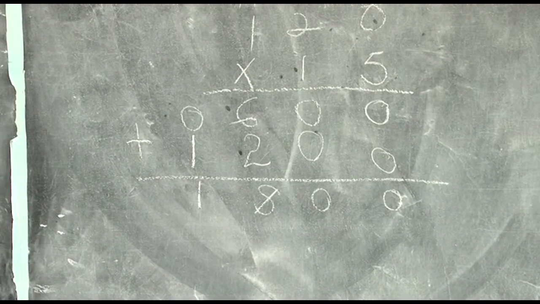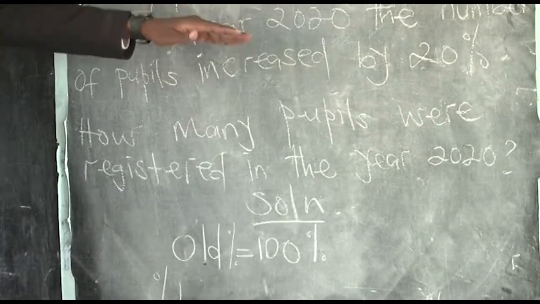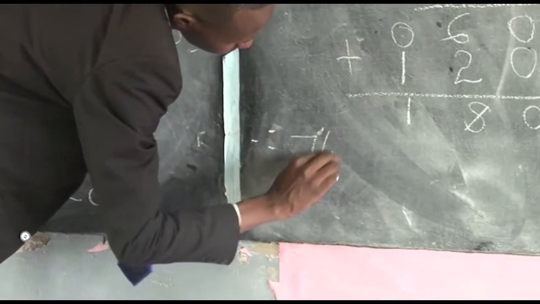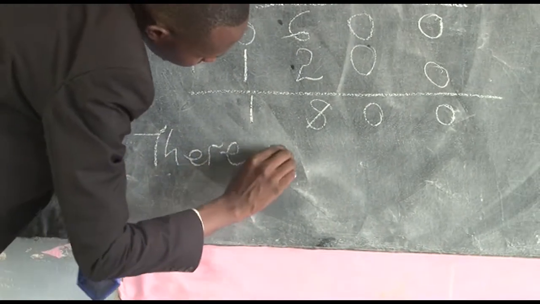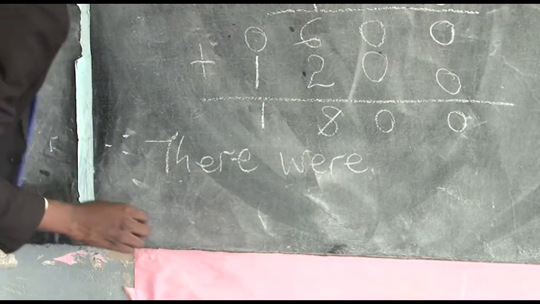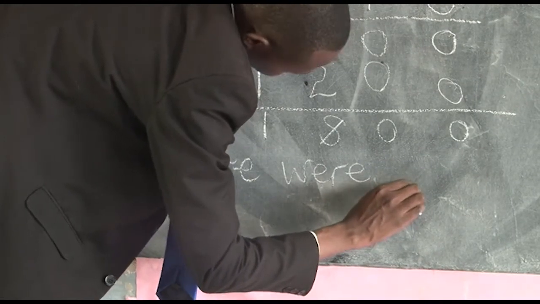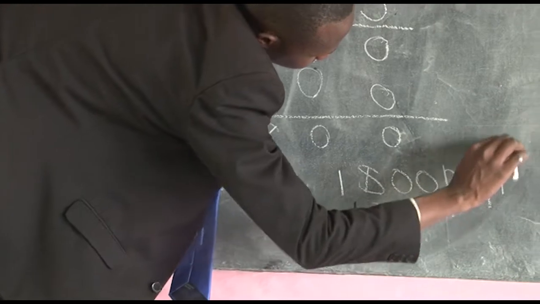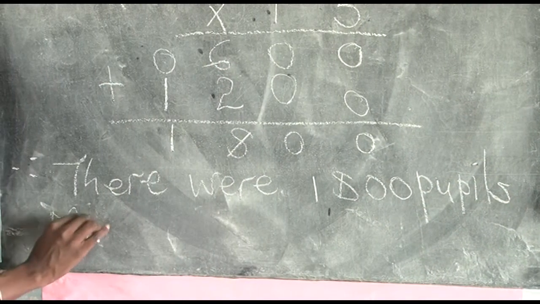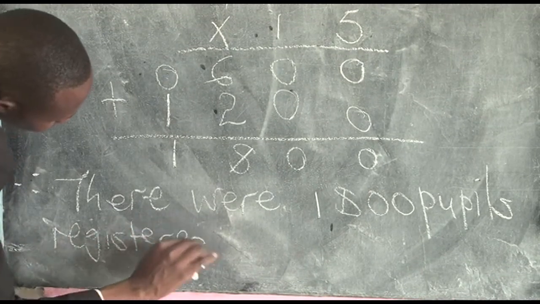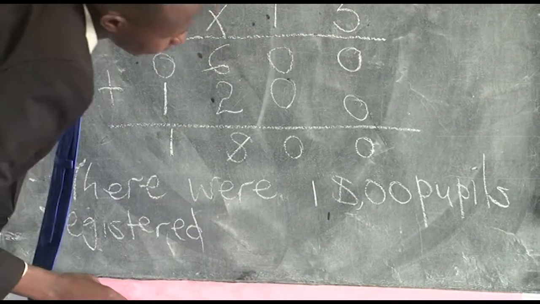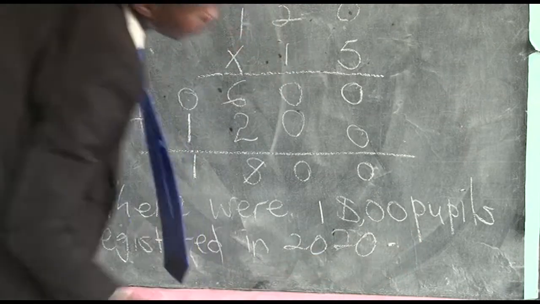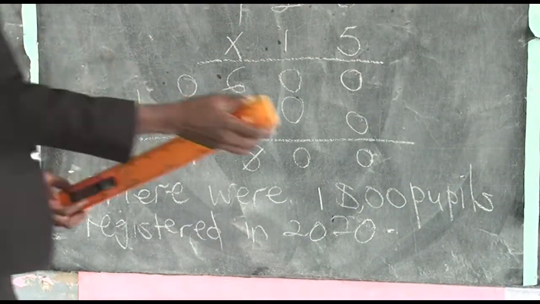Okay, let's come now to the question. They said, how many pupils were registered in 2020? So I'll come and say, therefore, there were 1,800 pupils registered. There were 1,800 pupils registered in 2020. Then I get my ruler and underline my last answer.